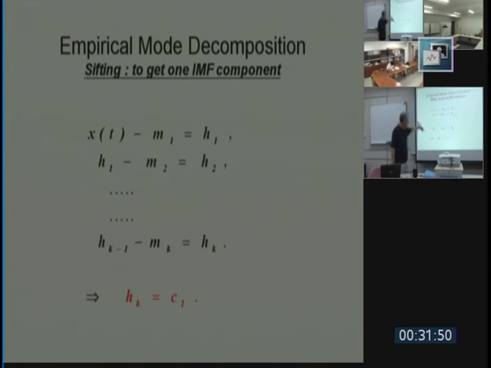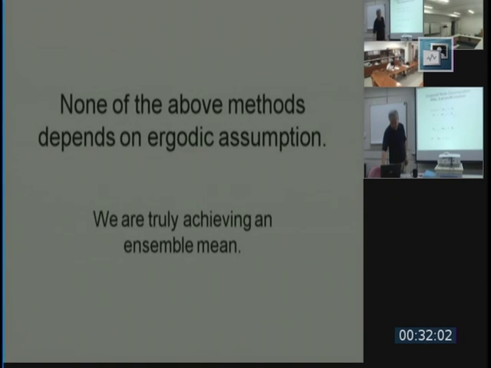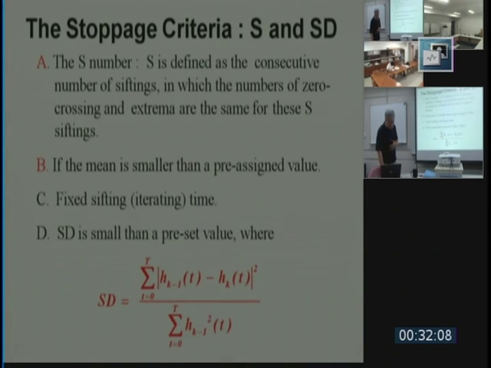Recall that we have data, we subtract m1, get h1, and so on and so forth. Finally, we get this, and when we stop here, this is the stop criteria. And today, we're going to talk about the stop criteria. The stop criteria that I'm going to talk about today is choice A. This A, I call the S number.